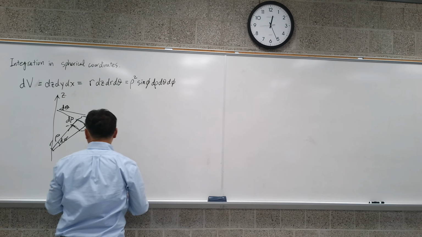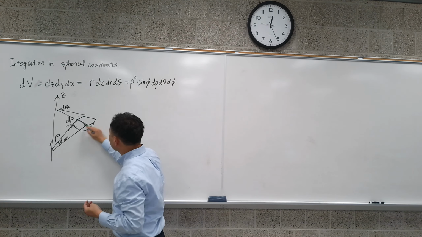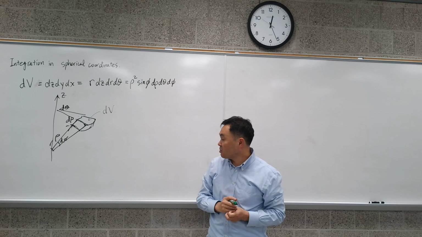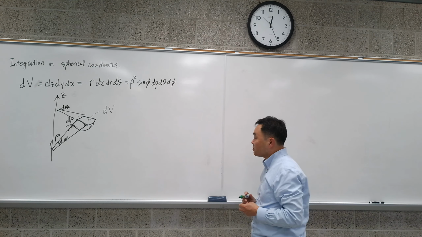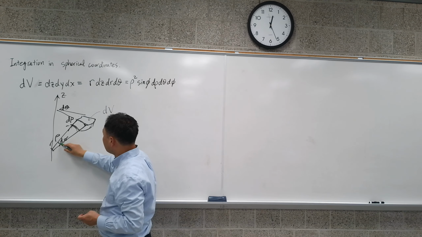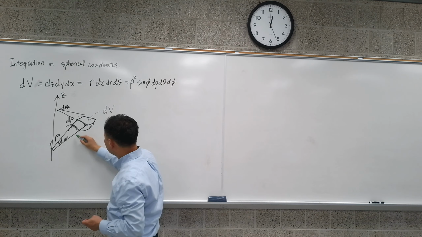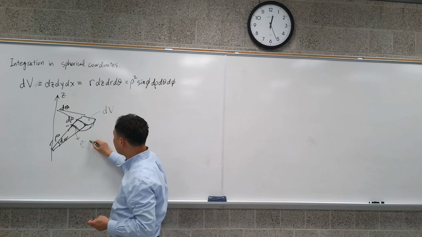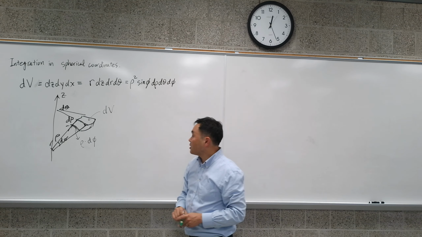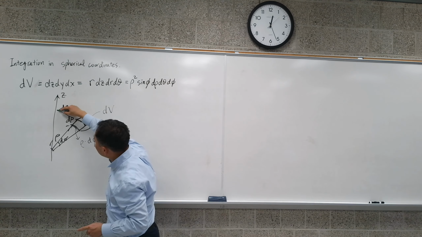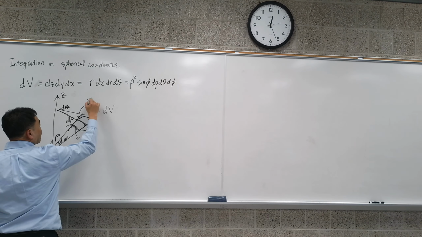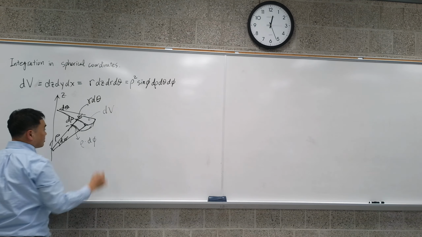And to get the volume of this small parcel of volume, this length here would be d phi times rho. So you need this length to be rho times d phi. Okay? And then this length here really depends on the r. So this right here is r times d theta.